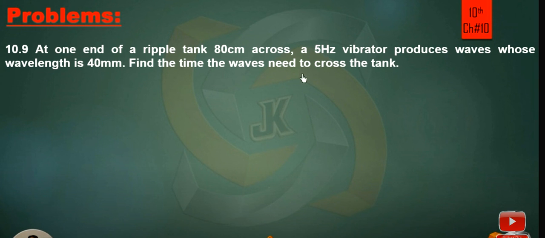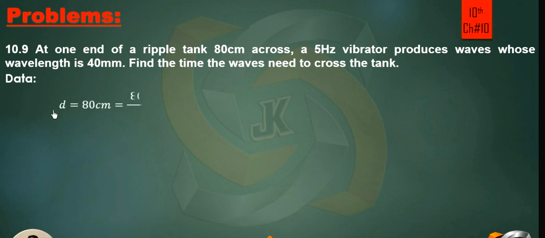So students, if we start, first of all we will write the data in which the total distance is 80 centimeter, the frequency is 5 Hz and wavelength is 0.04 meter. Find the time waves needed to cross the tank. We will require the time to data.